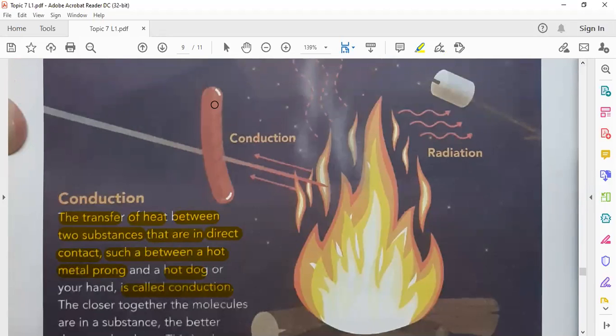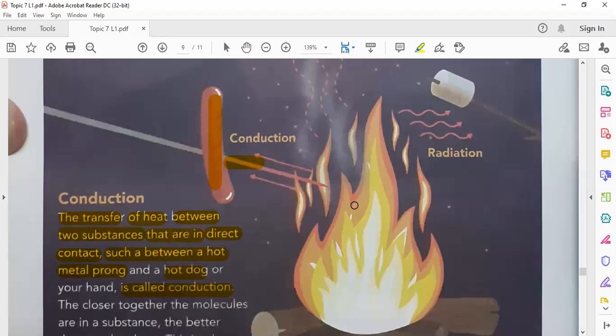In this example, in a barbecue, this is a hot dog. It is colder than the metal, and they are in direct contact. Look here at how conduction happens. First, conduction happens between the fire and the metal. Of course, heat moves from the fire to the metal by conduction. Then heat moves from the metal to the hot dog, also by conduction. Notice that all of these objects are in direct contact.